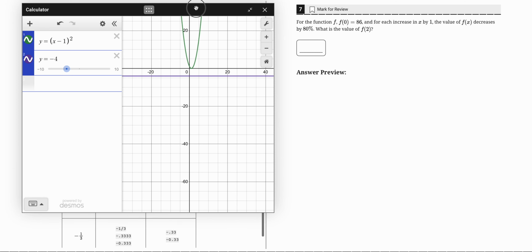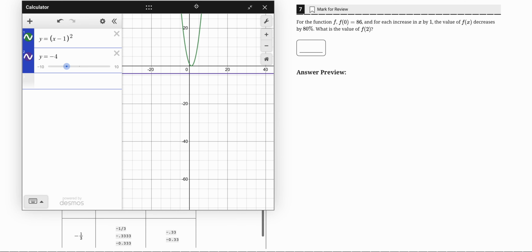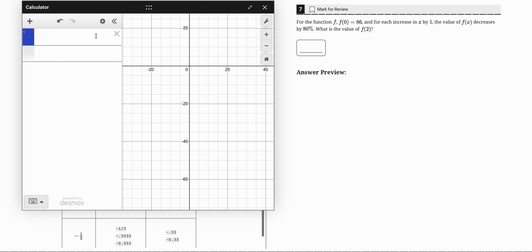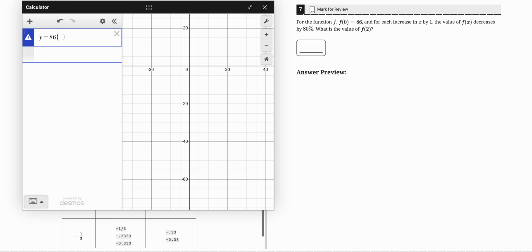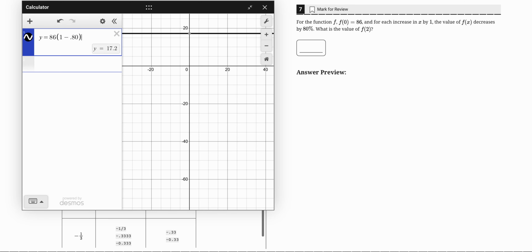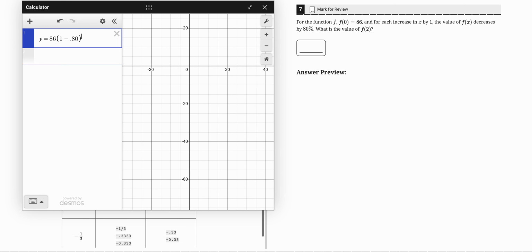Oh my goodness. For the function f, f of 0 equals 86. For each increase in x by 1, the value of f decreases by 80%. Let's see, can we turn this into something? We start out with 86. This feels exponential. If something's decreasing by 80%, another way of saying that is it's retaining 20% of its value.